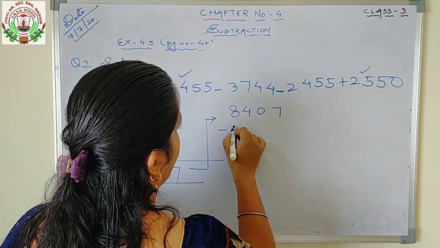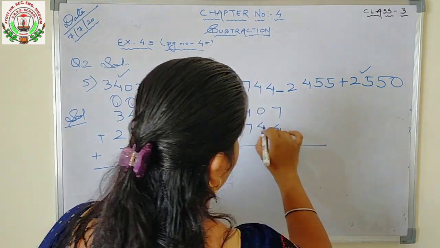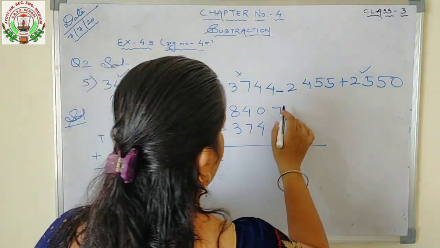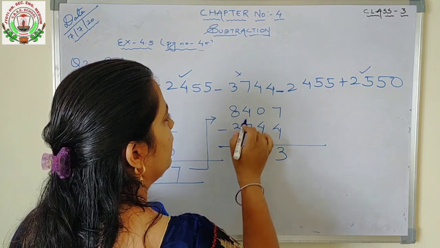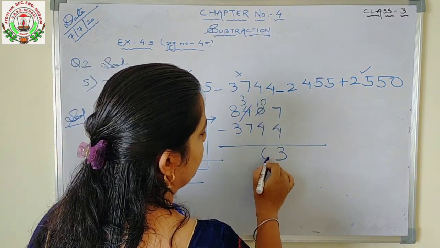8407 minus 3744. First we will subtract this number, this one. 7 minus 4 is 3. 0 minus 4 is not possible. Again we will take carry from here. This will become 10. 10 minus 4 is 6.